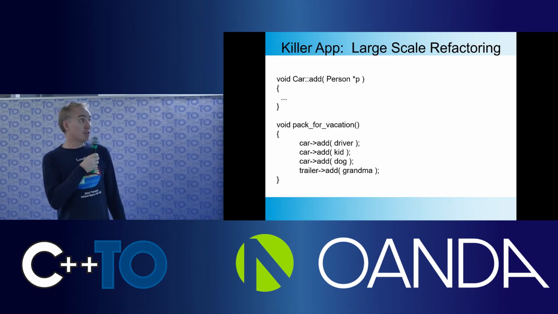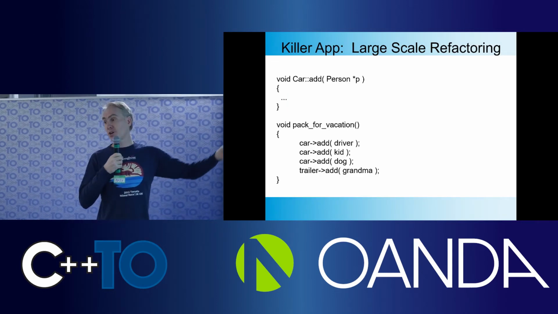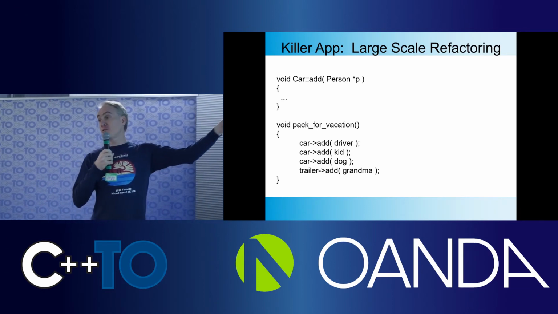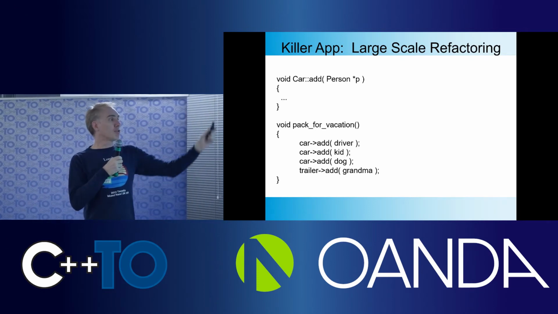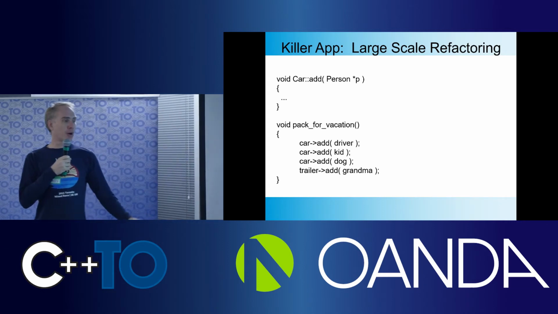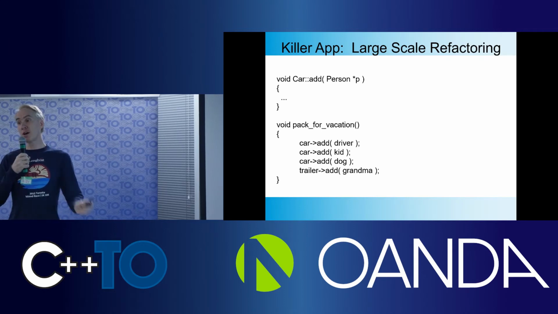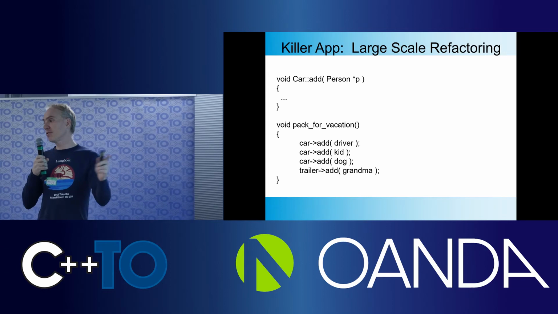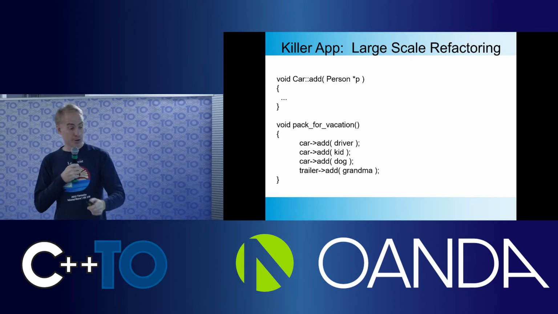So in this example, I've got a piece of code. I've got a car. I'm going to add people into my car. The class assumes ownership of the people, and there's an order to it. And I've got a bit of code that uses it where I'm adding a driver, I'm adding a kid, I'm adding a dog. The dog is not a person. And I'm adding grandma to the trailer. The trailer is not a car, but grandma is a person.